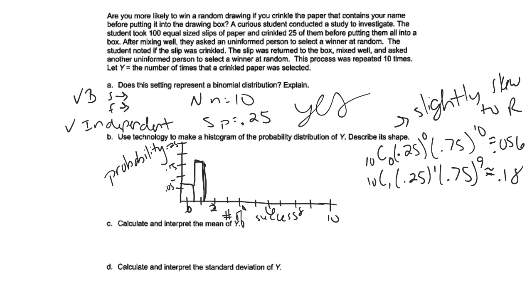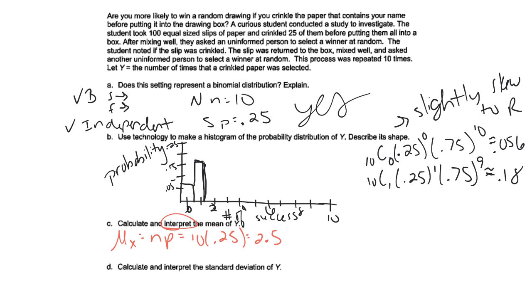Now I calculate and interpret the mean of y. Because it is a binomial, I can use n times p. So 10 times 0.25, my mean is 2.5. It told me to interpret, so I need to write the interpretation. After many, many sets of 10 drawings, the average number of crinkled papers drawn is 2.5.